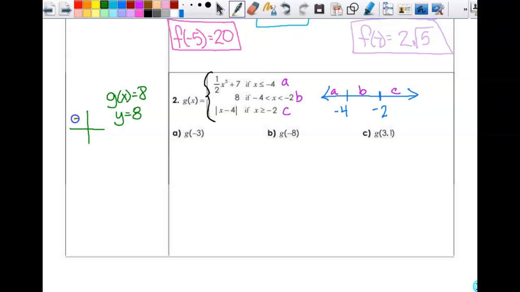That's a horizontal line. So between -4 and -2, I just have this horizontal line. No matter what x value I substitute in, I get out the y value of 8. So g of -3 is 8, and there's no work there. It's 8. I don't even substitute anything in. Okay. You go ahead and find g of -8. Actually, we'll do that one together, because I want to talk about working smarter, not harder. So -8, does that go with A, B, or C?